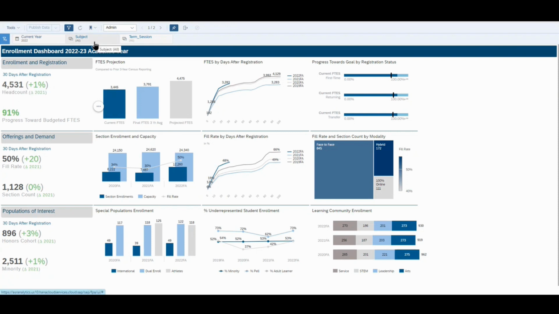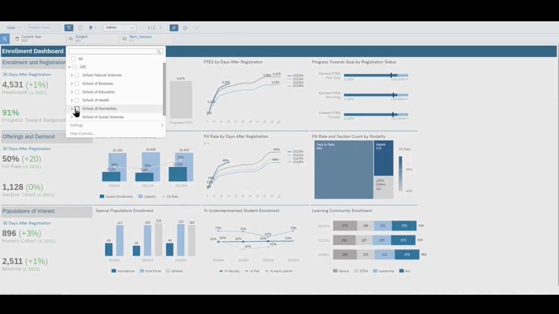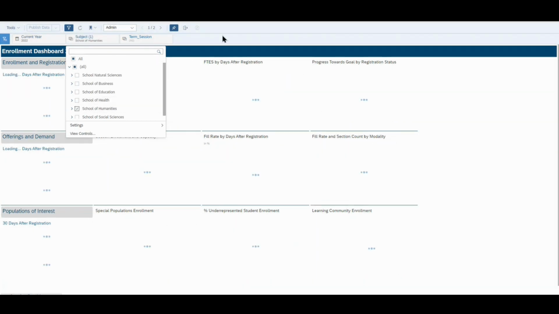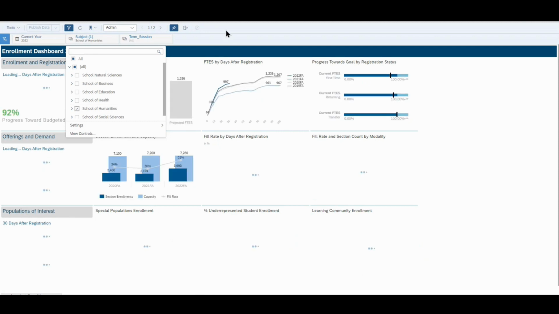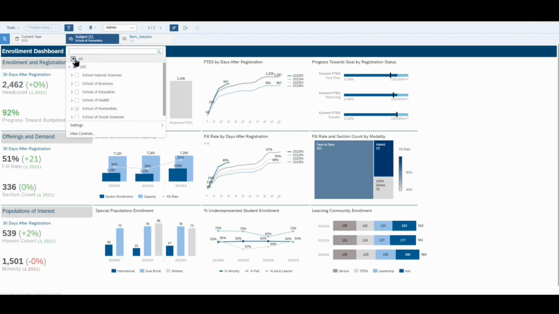This dashboard is configured with filters across the top that let you focus on different college areas. For example, if the Dean of the School of Humanities wants to view section enrollment in their school or focus in on their individual departments, they can use the filters to control the dashboard.